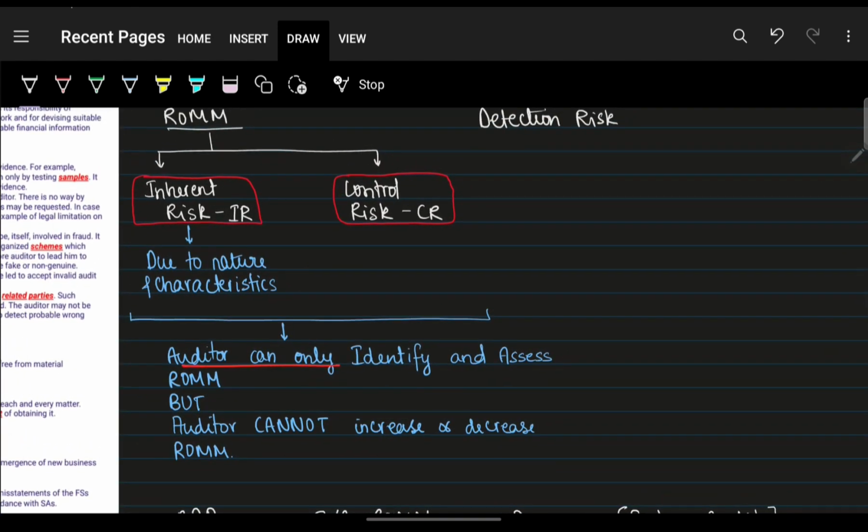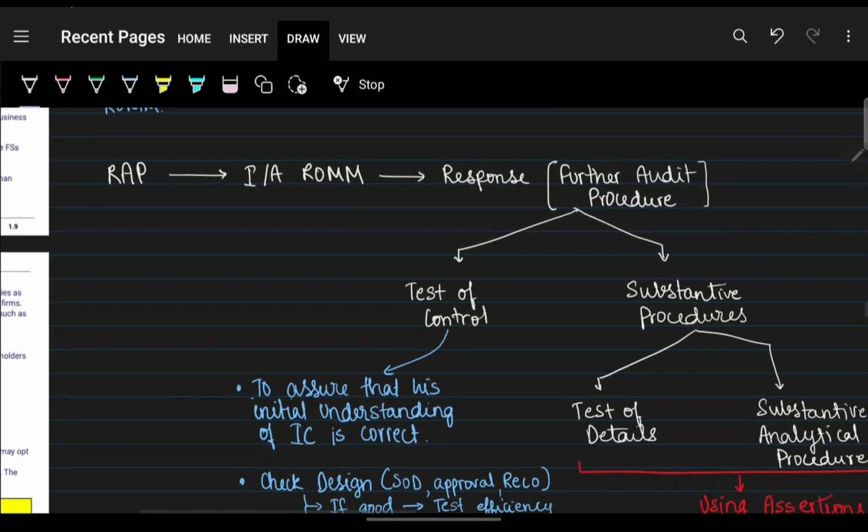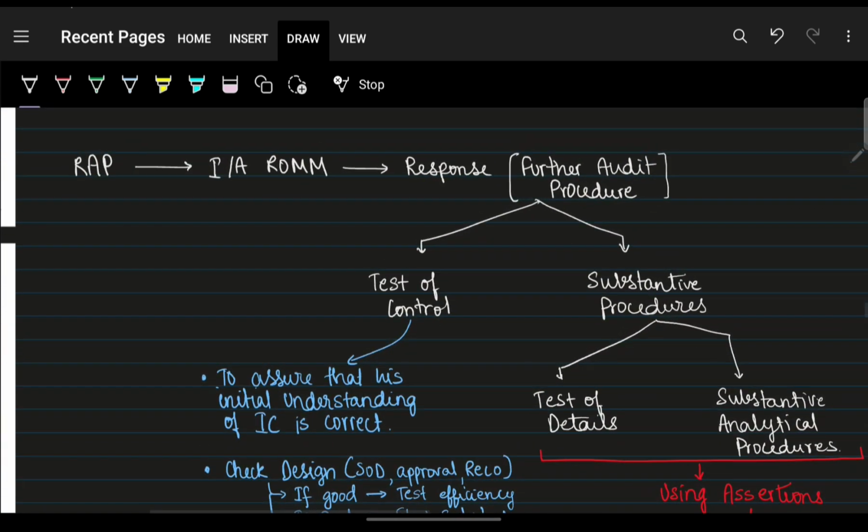Next, so here the auditor can only identify and assess the risk of material misstatement. Auditor cannot increase or decrease it. Basically, he cannot change it. Okay, it is very simple, right? We'll just move on. We just told about all this. Yeah, so here after risk assessment procedures, he will identify and assess the risk of material misstatement, and then he will respond. How will he respond? With further audit procedures.